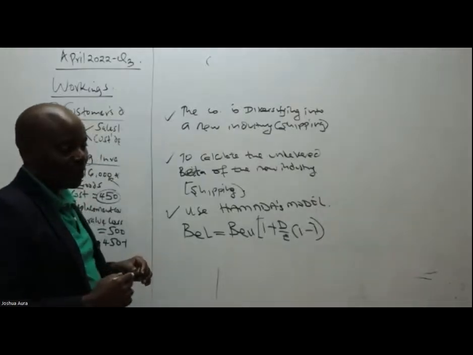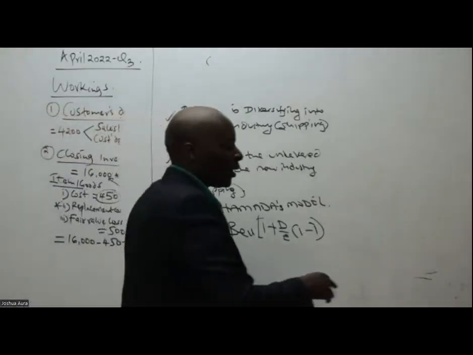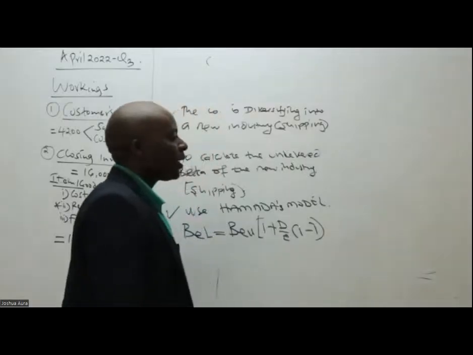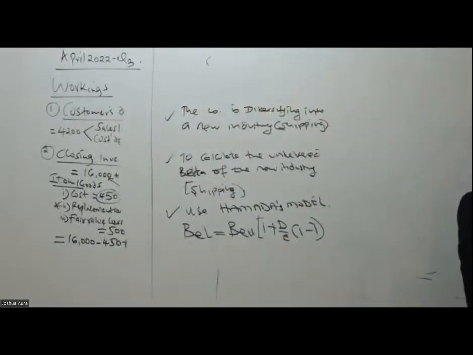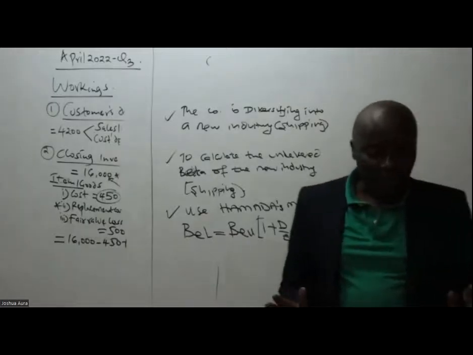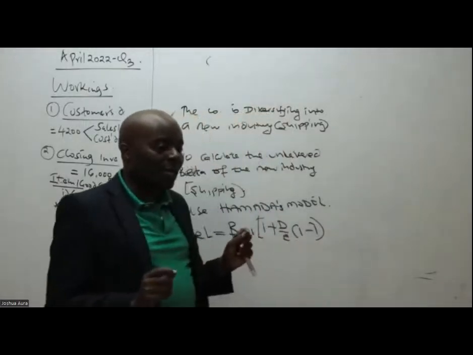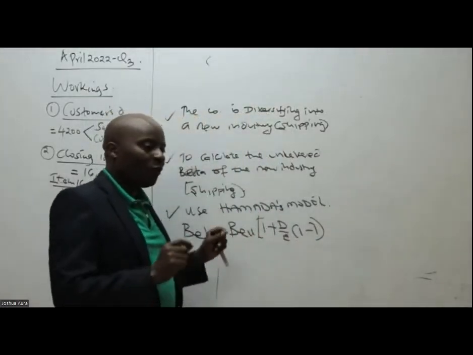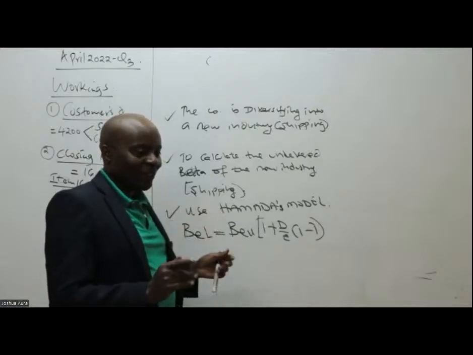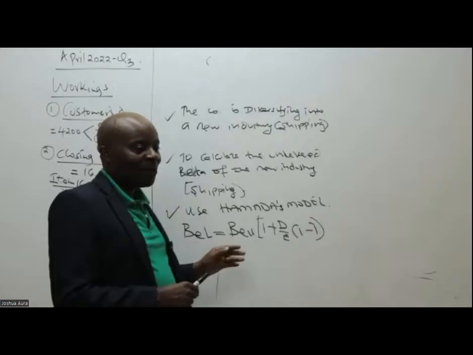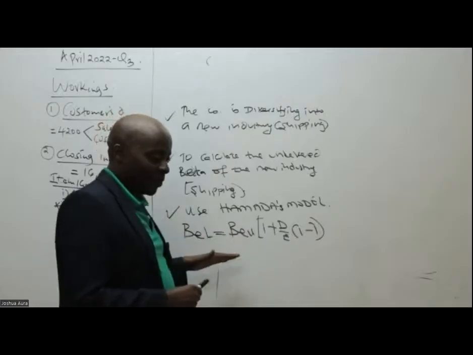1 minus taxation. First of all, I would want your confirmation that up to here, we are together. When you are diversifying into a new industry, that should be the first thing you need to do. You have to come and give us the beta equity of the unlevered firm of the new industry. Up to here, have you been able to write up to here?